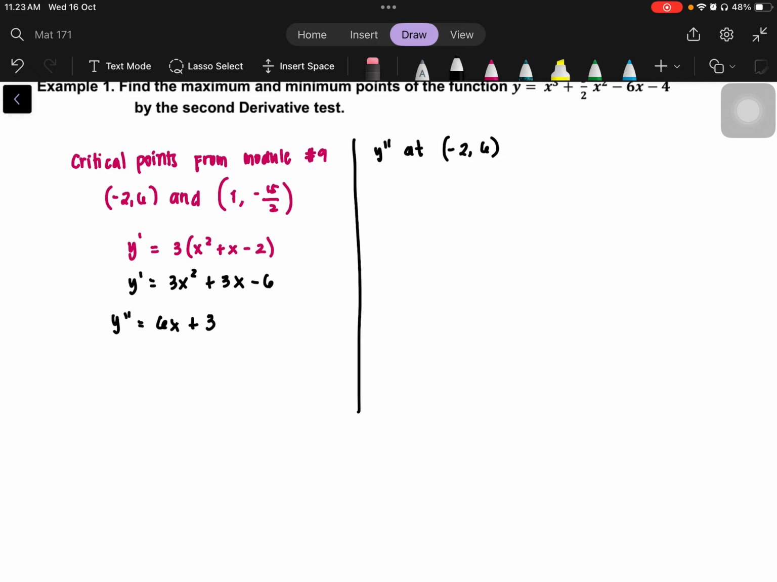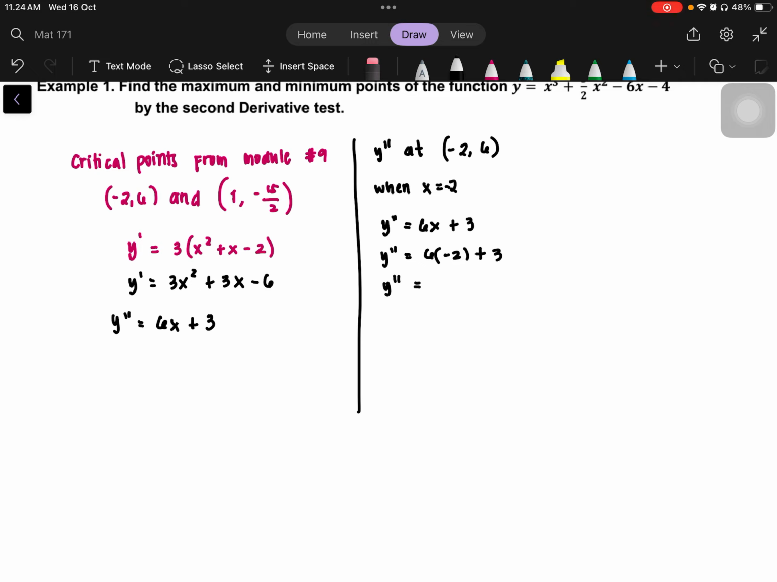the y double prime at negative 2, 6. Okay. So, when x is negative 2, we have y double prime is equal to 6x plus 3. Then, substitute lang natin si x. We have y double prime is equal to 6 times negative 2 plus 3. Then, we have 6 times 2 is 12 plus 3. Sorry, this is negative 2. Okay, so negative 2. Ulitan lang natin siya.